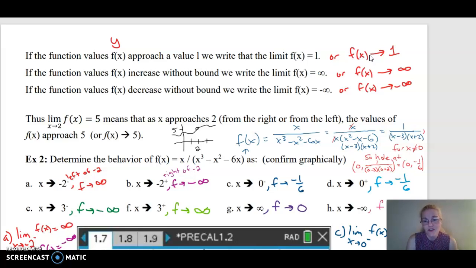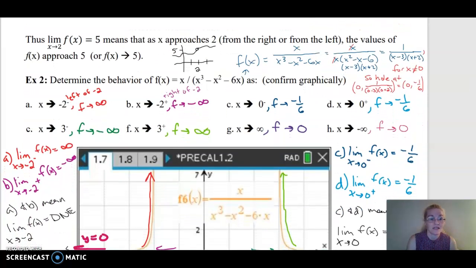Or again, you could say f of x approaches 1. If the function values of f of x increase without bound, then we say the limit of f of x is infinity, or f of x goes to infinity. Similarly, if they decrease without bound, if y goes down without bound, f of x goes to negative infinity. Thus, this is a little bit of intro to calculus, really.